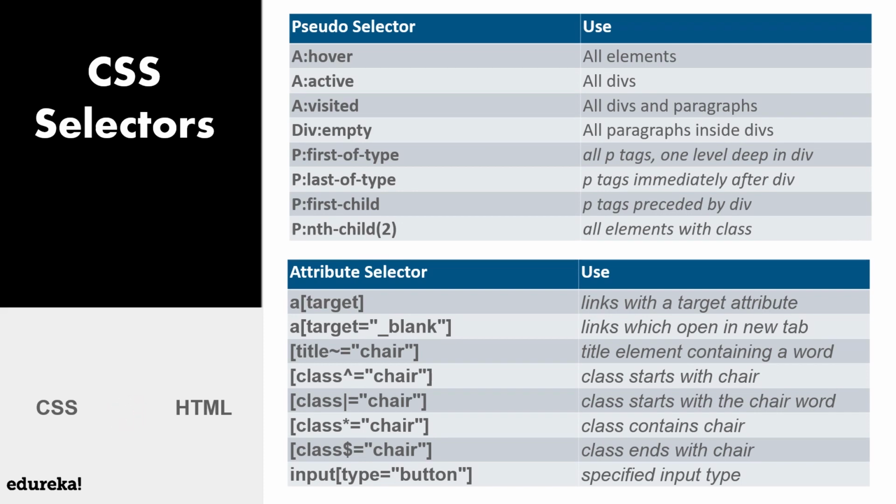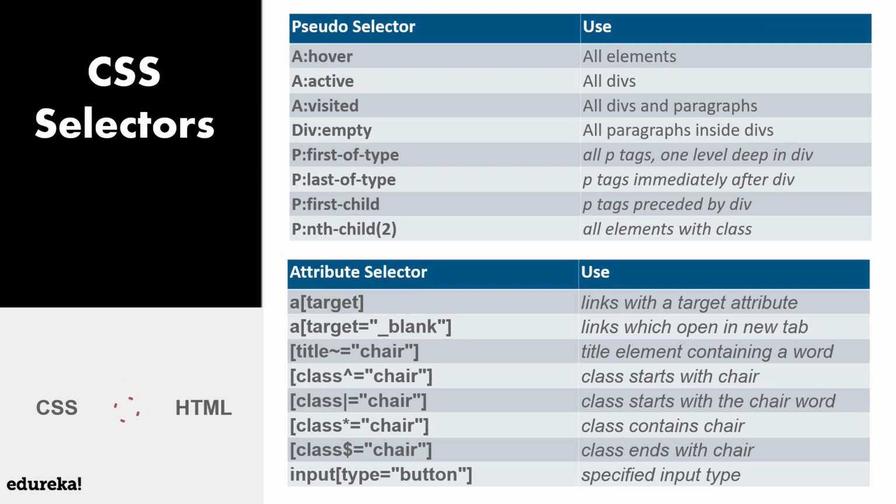Now just for basic sake, let me just tell you about pseudo selectors. So we also have pseudo selectors, which are defined something like this. So pseudo selectors include stuff like hover, active, visited, and stuff like that. Now suppose you were hovering over an A tag, so you can say there is supposed to be some specific styling when you're hovering over it.